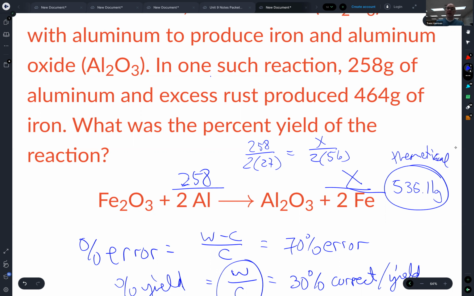This is theoretical. This is my actual value. So how do we determine now which of those is wrong, which is correct? The actual value is the wrong value. The theoretical is the correct value. That's the stoichiometry is always correct. So I've got my two values that I'm going to plug into my equation now.